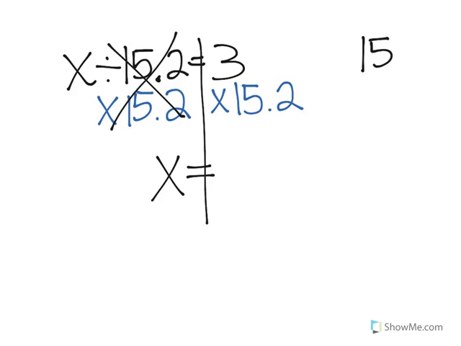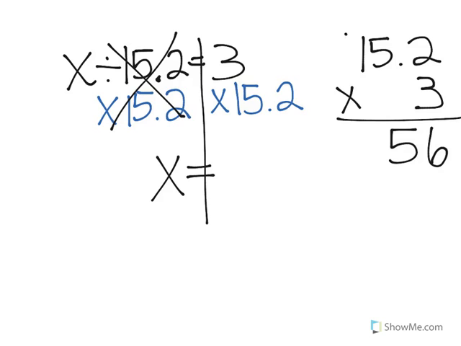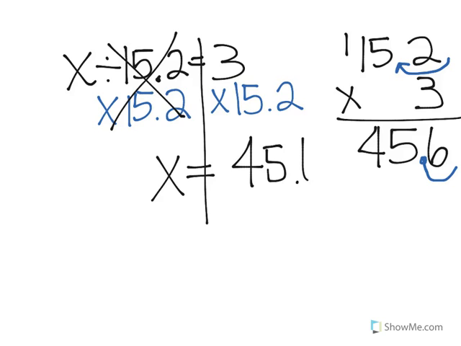Remember, when you are multiplying with decimals, you do not have to line up your decimals. You set it up like you would any other multiplication problem. 3 times 2 is 6. 3 times 5 is 15. Carry your 1. 3 times 1 is 3. Plus 1 is 4. In 15.2, there is one number after the decimal point. In 3, there are none. So in my answer, there needs to be one number after the decimal point. So my answer is x equals 45 and 6/10.